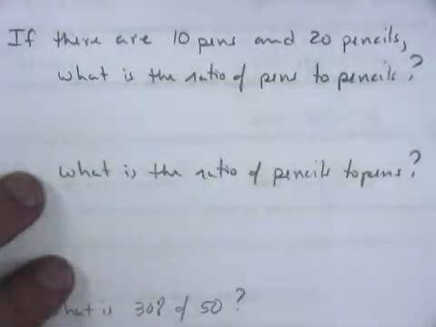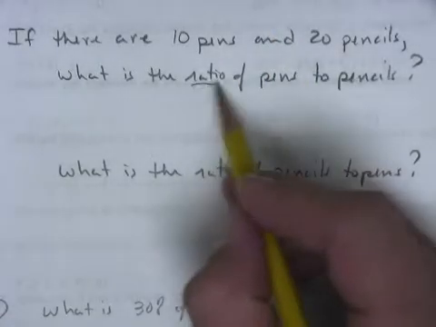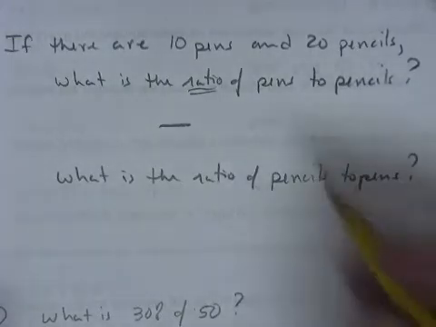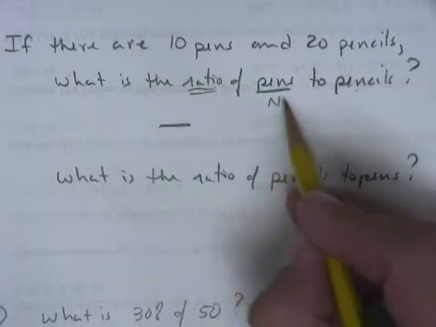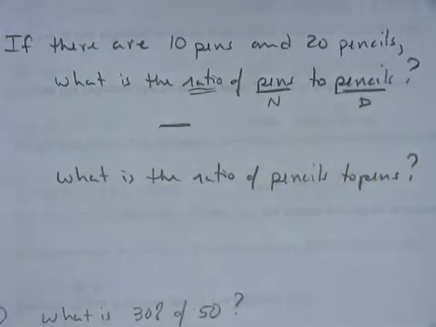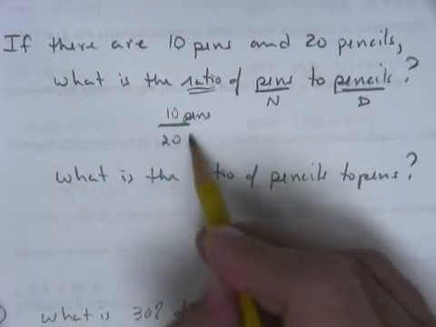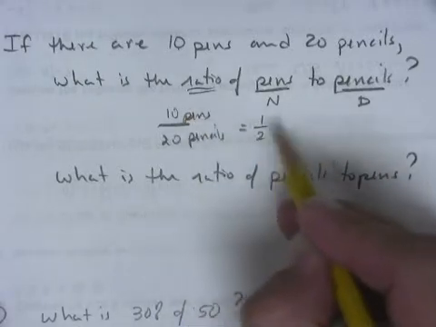All right, first one says, if there are 10 pens and 20 pencils, what is the ratio of pens to pencils? Okay, ratio is basically a fraction. And so here's your fraction. When they say what is the ratio of pens to pencils, the one that they list first is in the numerator, and the one that is listed second is in the denominator. So I need pens over pencils. So I have 10 pens to 20 pencils. And so reduce, and that becomes 1 to 2.